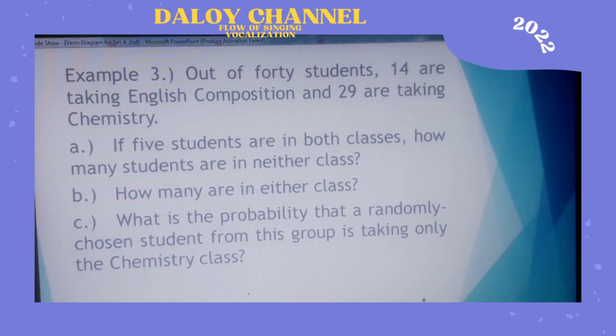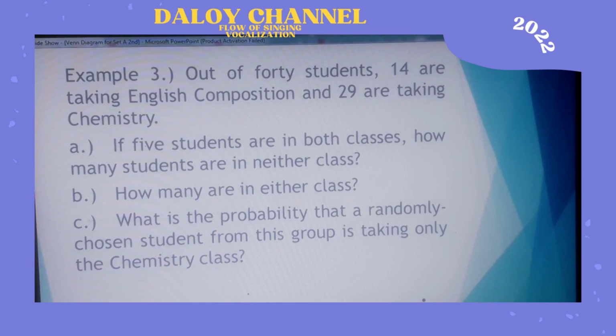In letter A, you're required to find how many students are in neither class, if 5 students are in both classes. Letter B, how many are in either class? And letter C, what is the probability that a randomly chosen student from this group is taking only the chemistry class?